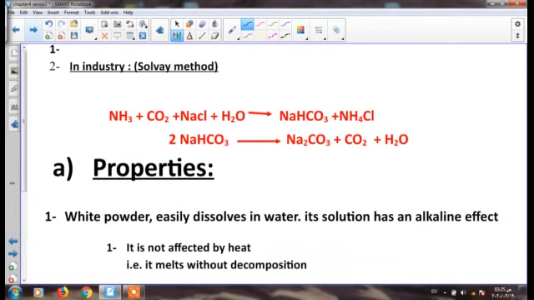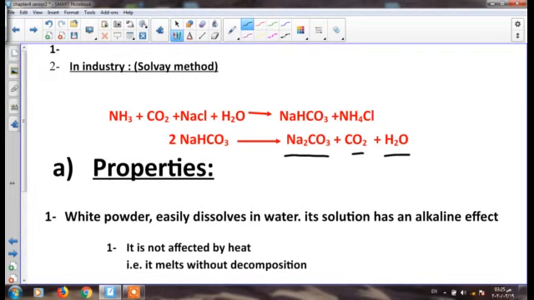In industry, the Solvay process: ammonia gas, carbon dioxide gas, and aqueous NaCl plus H2O react, forming sodium bicarbonate and ammonium chloride. By heating sodium bicarbonate, it decomposes into sodium carbonate, carbon dioxide, and water.